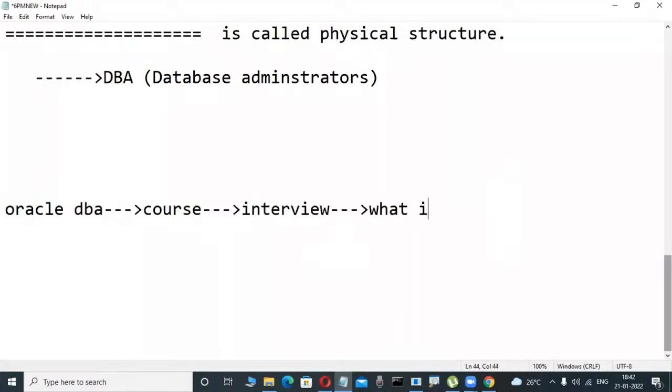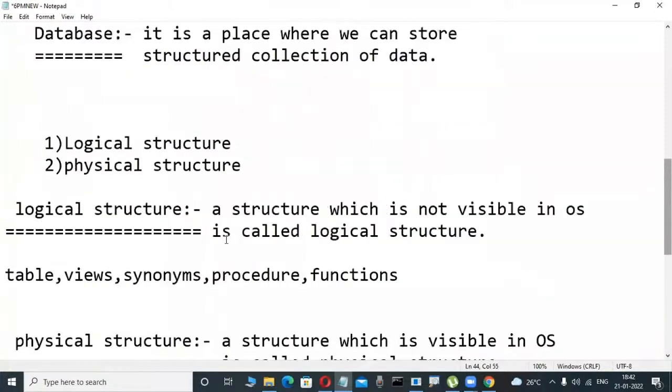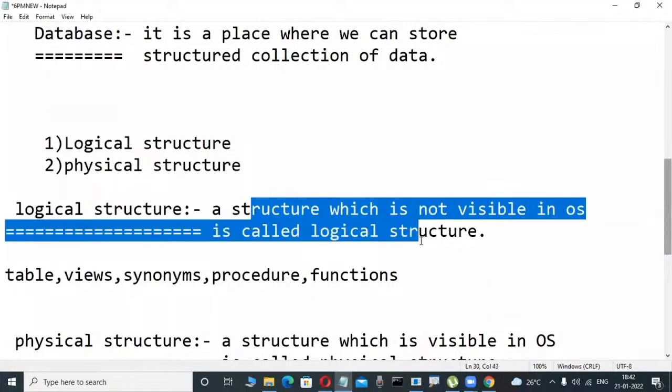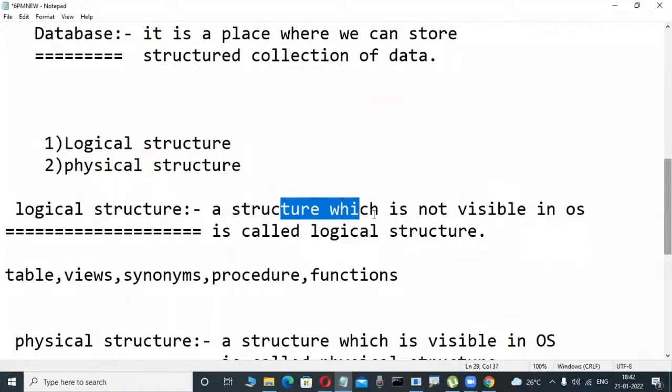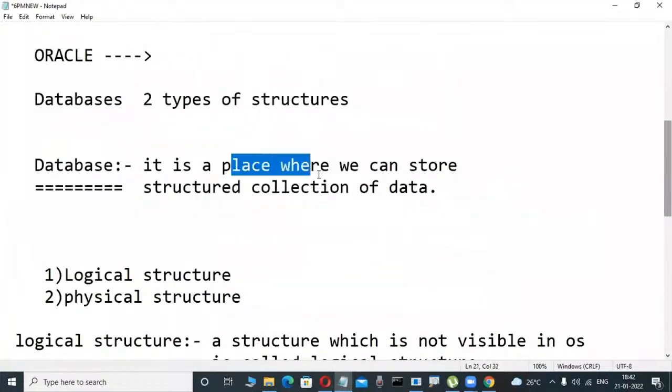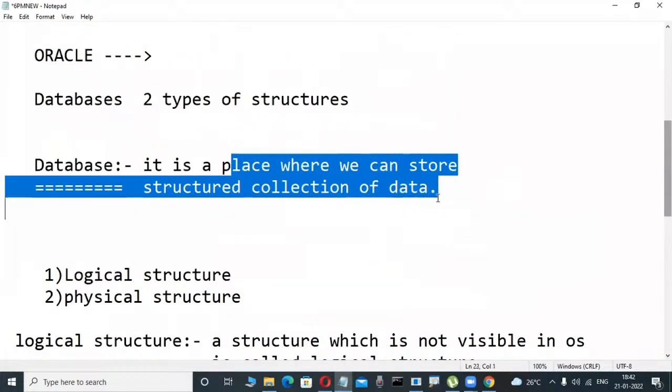They're asking, what is a database? Whenever they ask what a database is, I say it is bookish knowledge: a structured collection of interrelated data that is stored somewhere. Structured collection of data, it is a place only. But if I say that in a DBA interview, it is immediately rejected. Immediately.